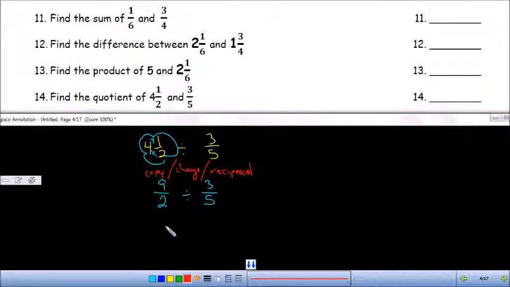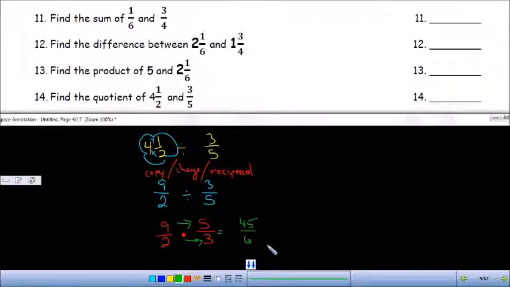We're going to copy the first one, 9/2. We're going to change that division to multiplication. Then we're going to write the reciprocal of 3/5. Remember, the reciprocal is just the fraction flipped over. So it's 5/3. Now we go ahead and multiply. 9 times 5 gives me 45, and 2 times 3 gives me 6.